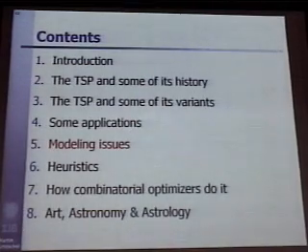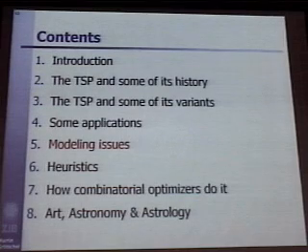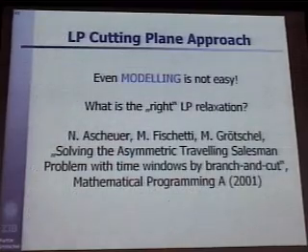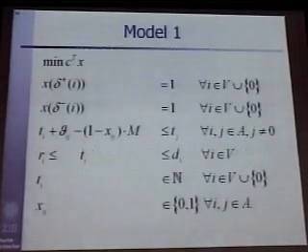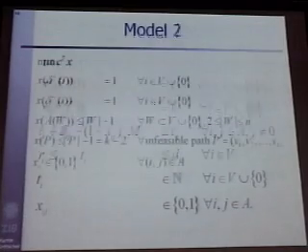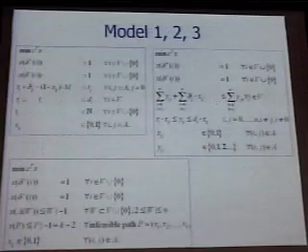This is something I will not go too much into the detail of, and this is about the precedence-constrained asymmetric traveling salesman problem with time windows. This is exactly the problem that comes up in stacker crane optimization. And what I would like to tell you is that we sometimes do not know what is the right linear programming relaxation. Here's a paper we wrote about it. And what we did is, well, I will not explain this. We wrote down 3 models, 1, 2, 3, and here they are combined.